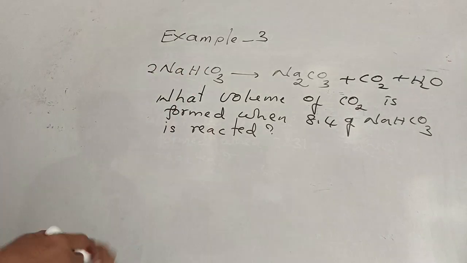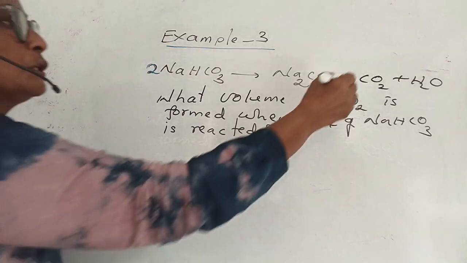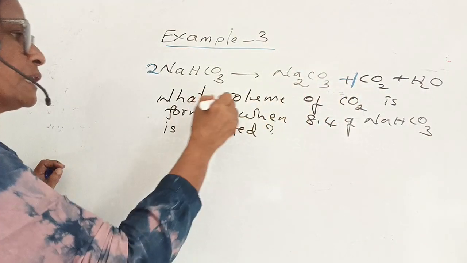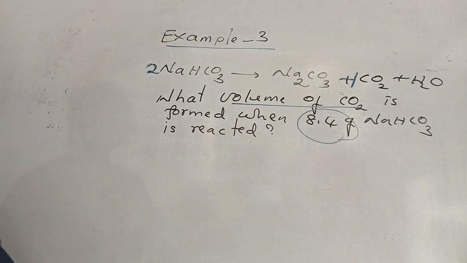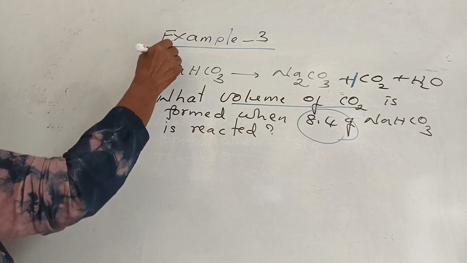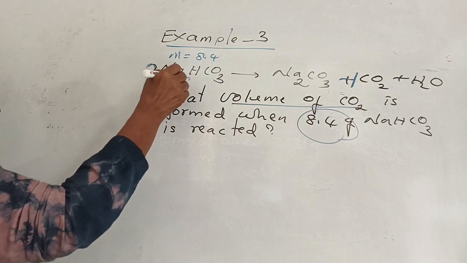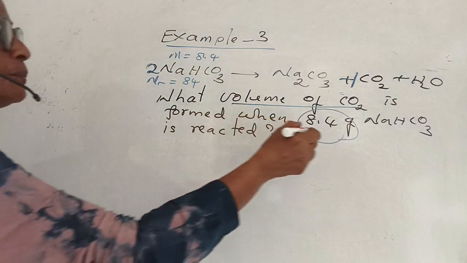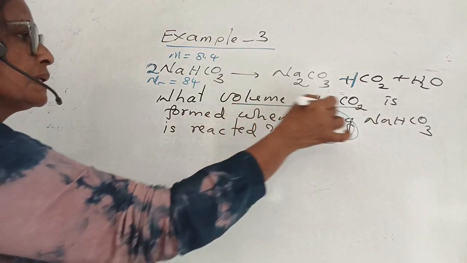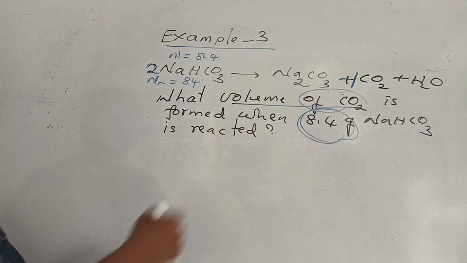This is example number 3. This gives you sodium hydrogen carbonate. 2 of that would give you 1 CO2. You're asking what volume of CO2 is formed when 8.4 grams of sodium hydrogen carbonate is used up. So the mass given for the reactant is 8.4, and the Mr for this one is 84. The other information is the mass given here and the volume of carbon dioxide asked. It is easier to write it down on our right side.